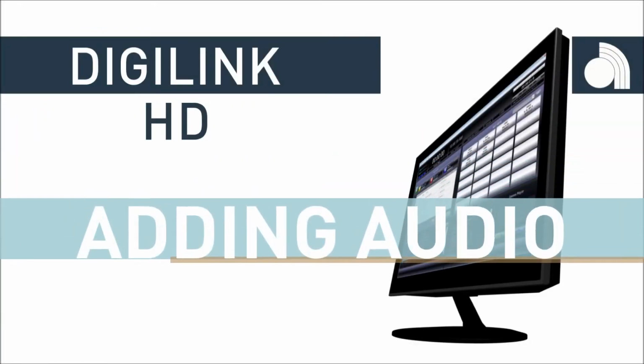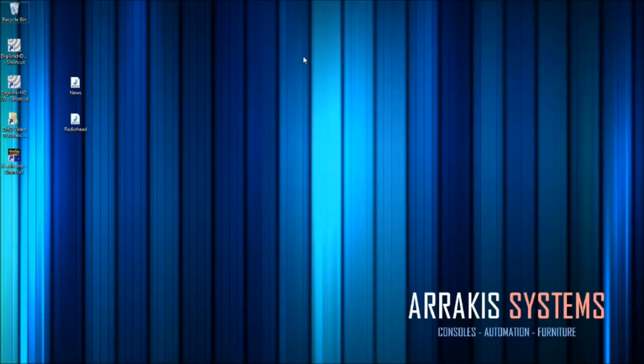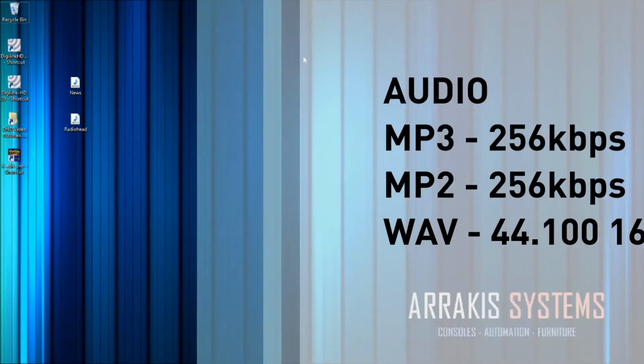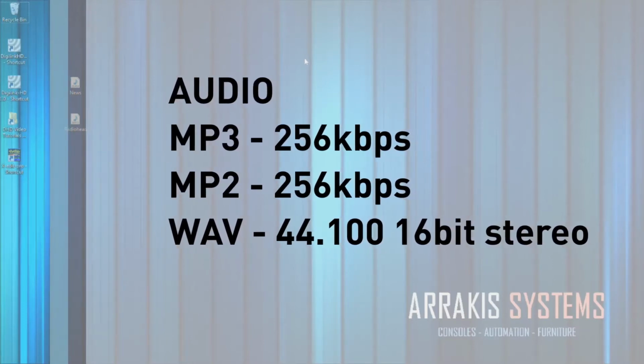You're watching a video tutorial on how to add audio files to the DigiLink HD system. All the audio files are contained inside the DHD library folder, which I'll show in a second. DHD works with any MP3, MP2, or WAV format file. For WAV format, we recommend a 44.1 16-bit stereo format. For an MP3, we recommend a bitrate of 256.